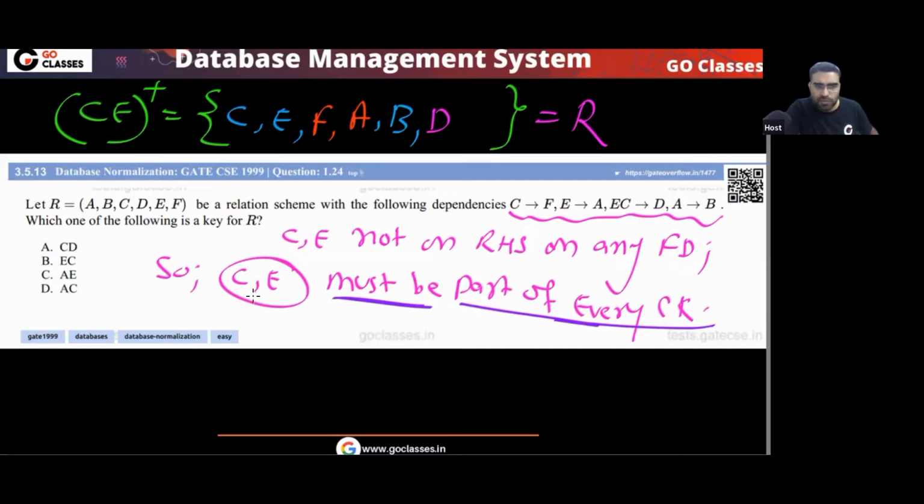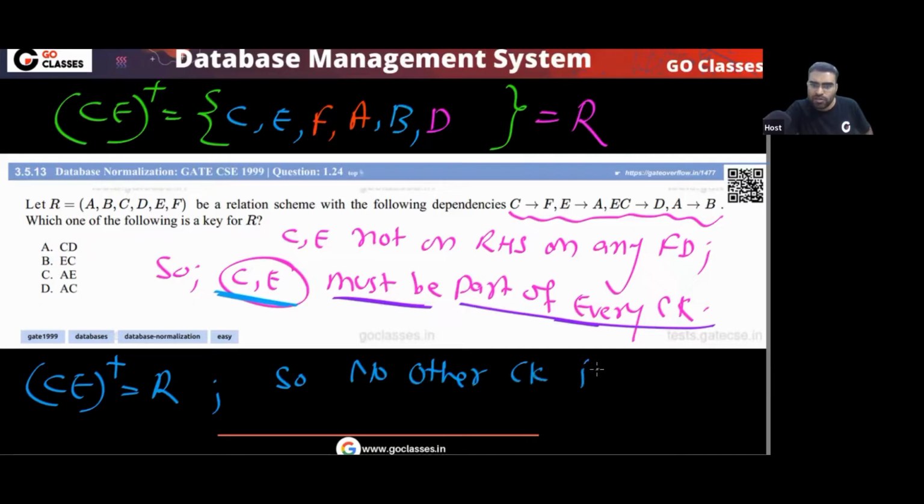So remember, CE must be part of every candidate key, and CE itself is enough. Yes or no? So tell me, is no other candidate key possible? The closure of CE is your entire relation R. So no other candidate key is possible.